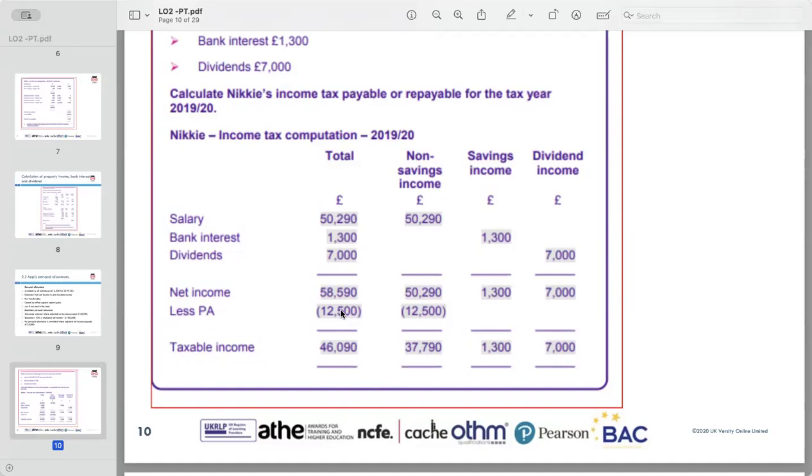Additionally, we need to calculate Nikki's income tax liability on her dividend income. Dividend income is taxed at different rates from other types of income. After calculating the income tax liability on both her non-saving and dividend income, we can determine Nikki's total income tax payable or repayable for the tax year 2019-20.